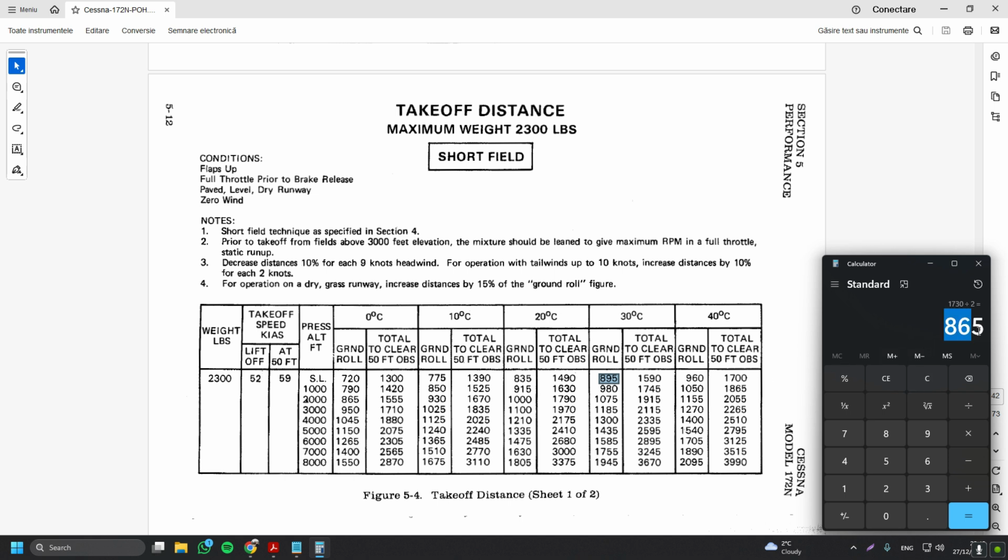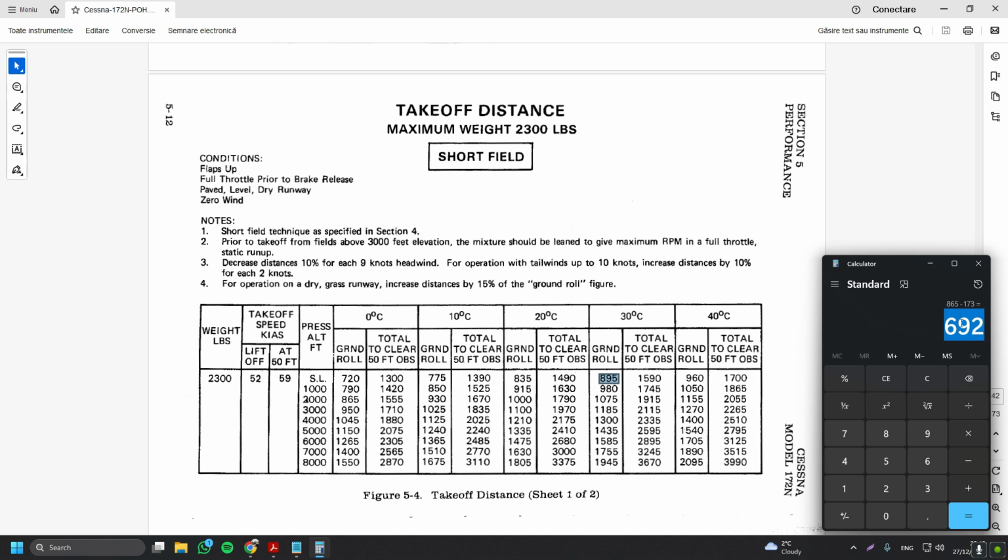So 865 feet is the ground roll in zero wind. Now let's add the winds. So 20% from 865, let's see, 865 divided by 100 multiplied with 20 is 173. Now we'll have to subtract 173 from 865. 865 minus 173 is 692 feet in these wind conditions.